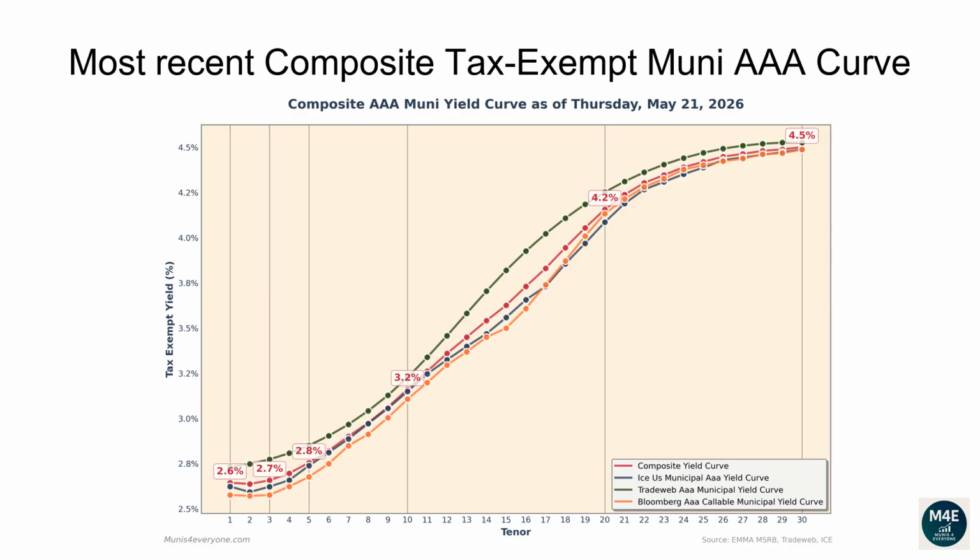The one-year composite tax-exempt yield is 2.64%. The two-year yield is 2.64%. The three-year yield is 2.66%. The 5-year yield is 2.76%. The 10-year yield is 3.16%. The 20-year yield is 4.16%. The 30-year yield is 4.5%.